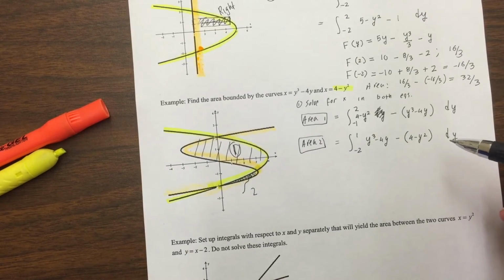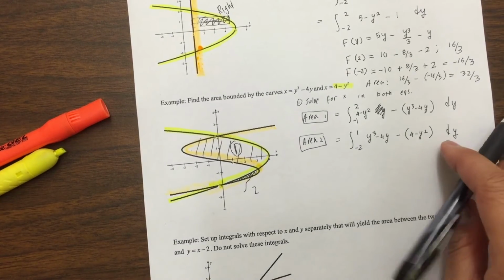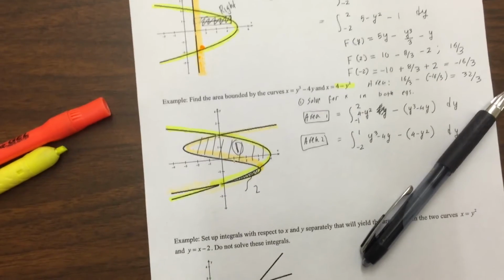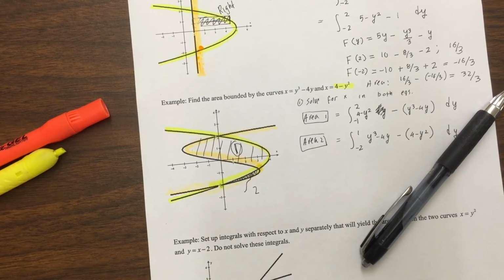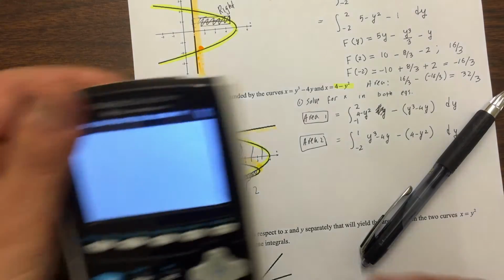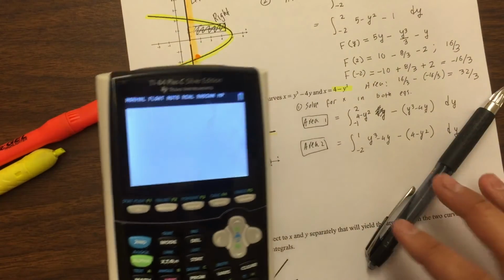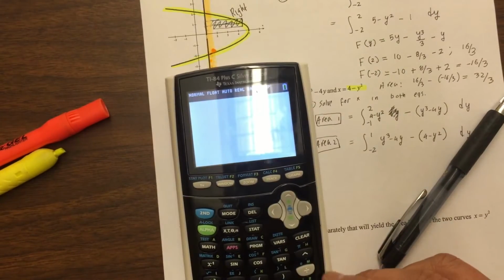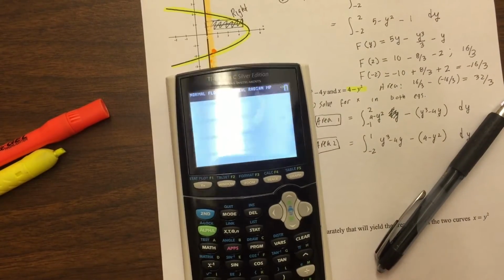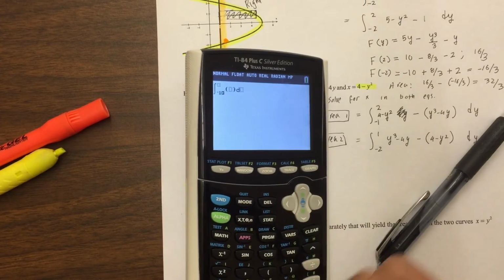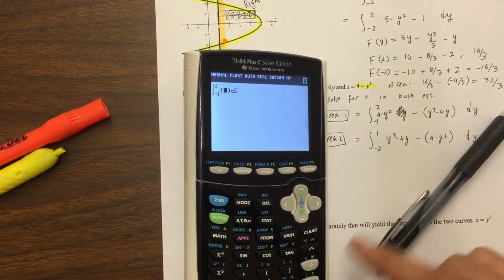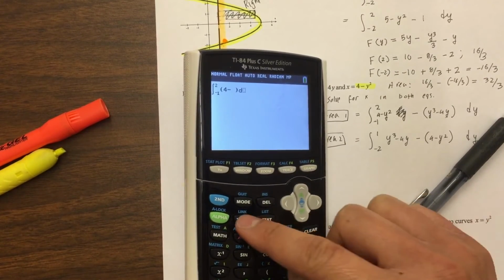Now to save some time, I'm going to use a calculator to add them together and give you the answer. So I did have to run to get a calculator, so let's do it. So let's go math option 9, and we're integrating from -1 to 2. The function is 4 minus y squared.